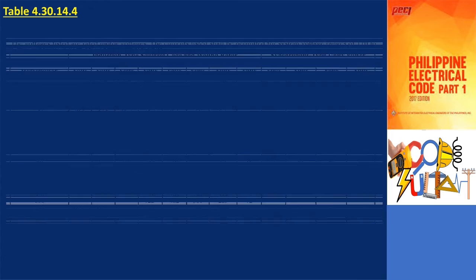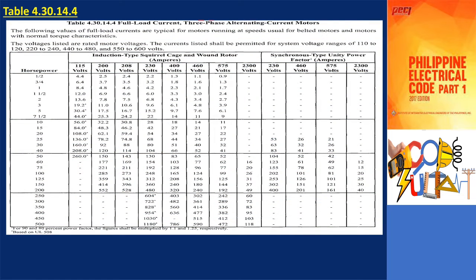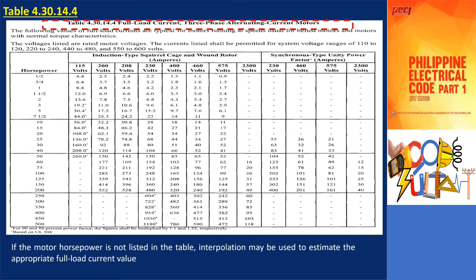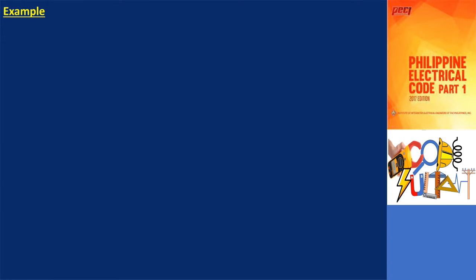And Table 4.30.14.4 is for full load current in amperes, 3-phase AC motors. If the motor horsepower is not listed in the table, interpolation may be used to estimate the appropriate full load current value. Let's have an example.